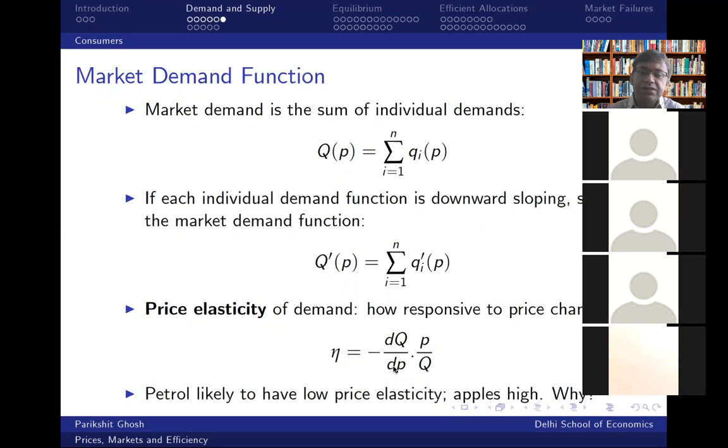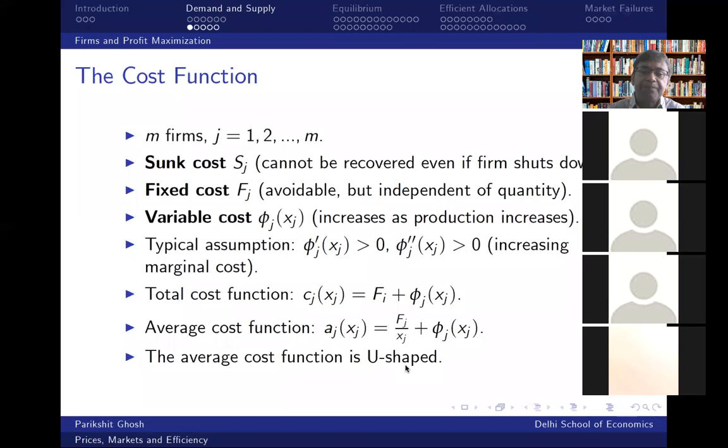Okay, so we have just defined elasticity. We'll see its use as we go along, right? But it's a very important concept for many purposes. All right, let me switch to the other side of the market, which is firms who are producing and selling the good that we're talking about, right? So if it's wheat, we're talking of farmers. They are the sellers.